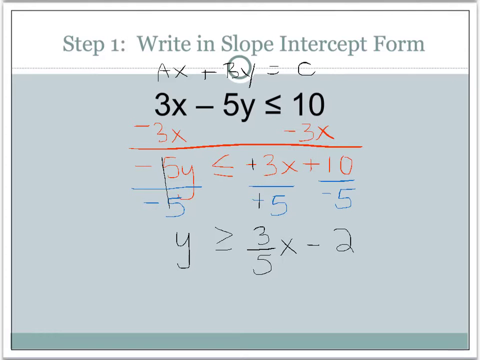Now when we take a look at this, we were trying to get this into y equals mx plus b. Let's just write it underneath, y equals mx plus b. We can clearly see that we have taken an inequality that was written in standard form, and we turned it into an inequality that was written in slope-intercept form. Let's move on to step number 2.